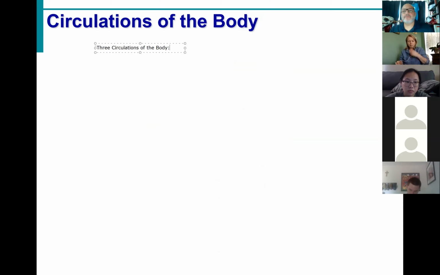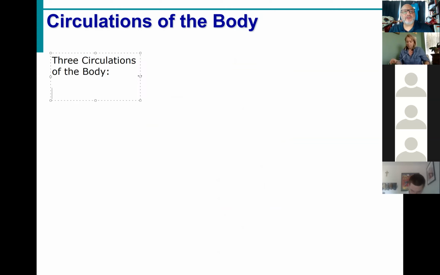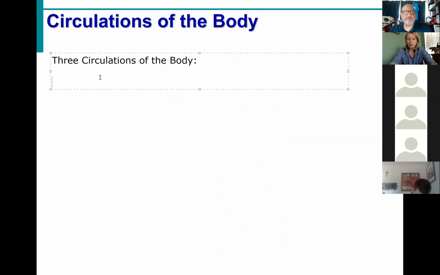What are they? Someone give me an example of one of them. What is one of the 3 circulations of the body? Lymphatic system. Oh, excellent. You are absolutely correct. The lymphatic system definitely is one of the systems involved with circulating. And I guess what I'm talking about here is really our blood circulations of the body. So you're right. Lymphatic is one, and we will talk about that.